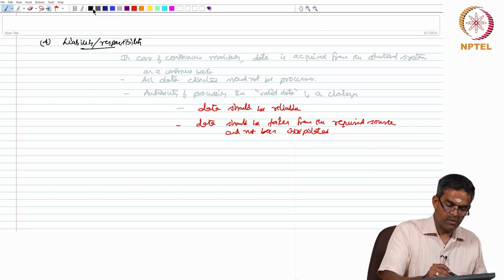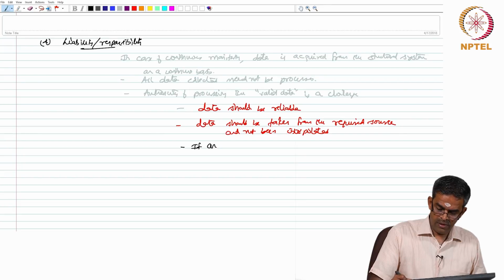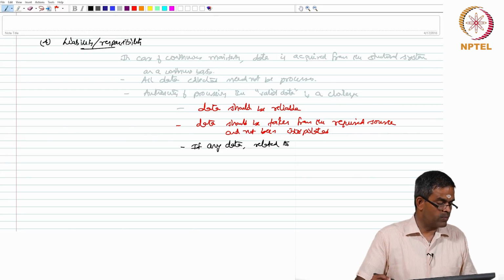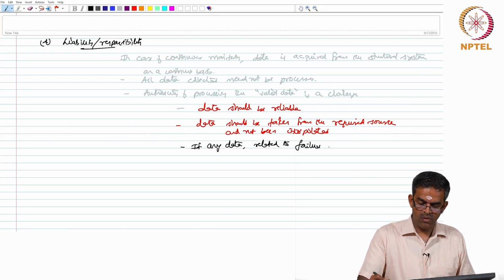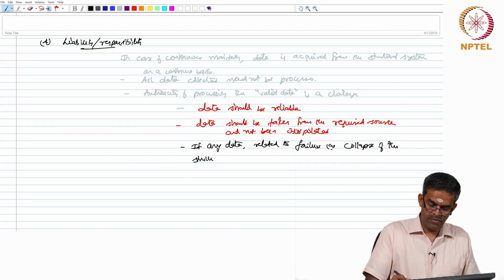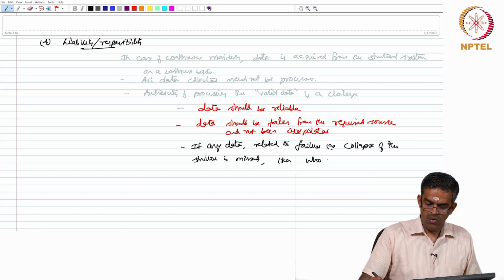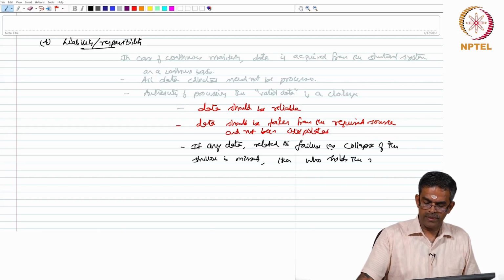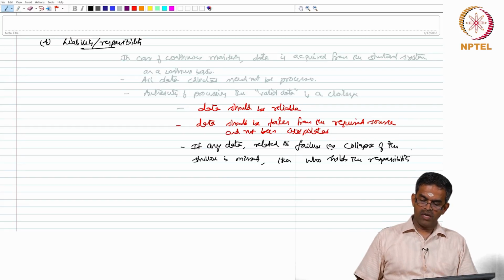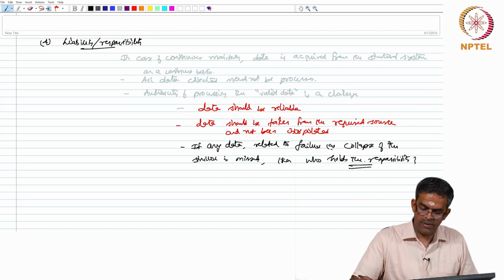For example, if any data related to failure or collapse of the structure is missed by any chance, then who holds the responsibility? Because it is automated and it is processed automatically. So, that becomes a major accountability.